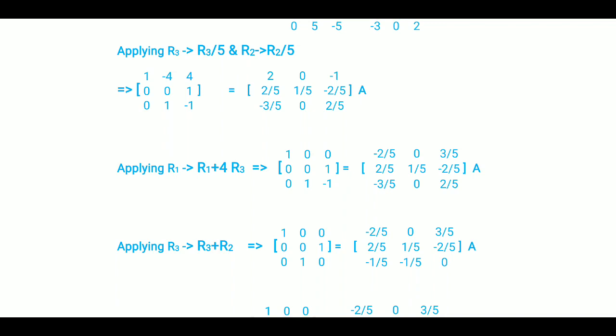Applying R1 as R1 plus 4 R3 for making more zeros on the left hand side, the change will be on R1. 1 minus 0 is 1, minus 4 plus 4 is 0, 4 minus 4 is 0. A similar change will be on R1 of the right hand side: 2 minus 12 by 5, that is minus 2 by 5, 0 minus 0 is 0, minus 1 plus 4 times 2 by 5, that will give you 3 by 5. And R2 and R3 remain same.